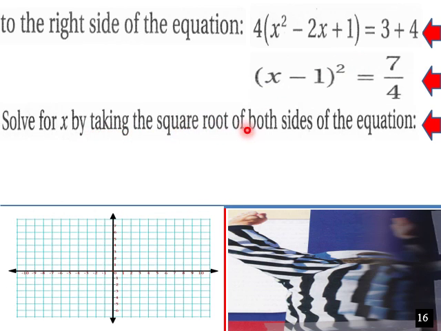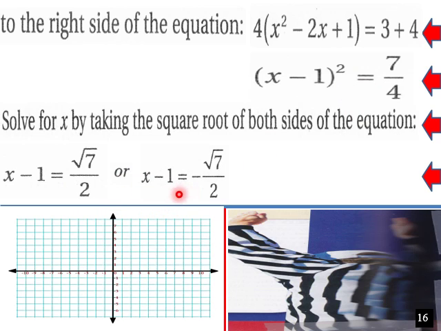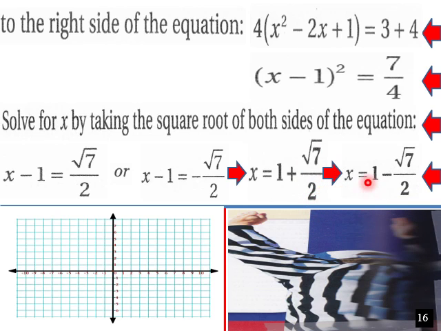Solve for x by taking the square root of both sides of the equation. So when we do that, we have x minus 1 equals the square root of 7 over 2, because when you take the square root, you still have the square root of 7, but the square root of 4 is 2. This can be further elaborated as x minus 1 equals the negative square root of 7 over 2. So x equals 1 plus the square root of 7 over 2, or x equals 1 minus the square root of 7 over 2. Those are your two solutions.